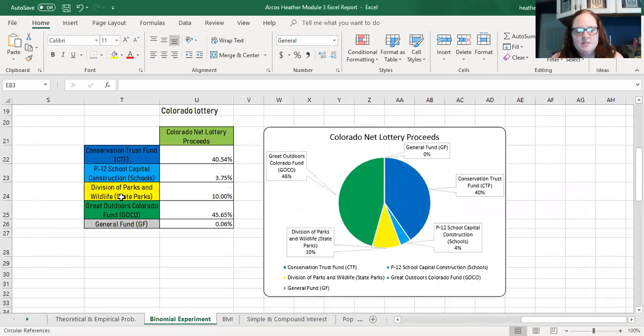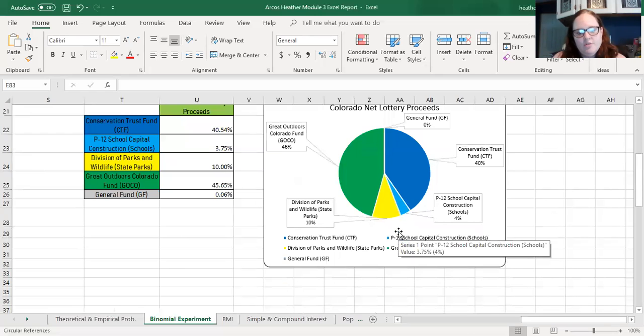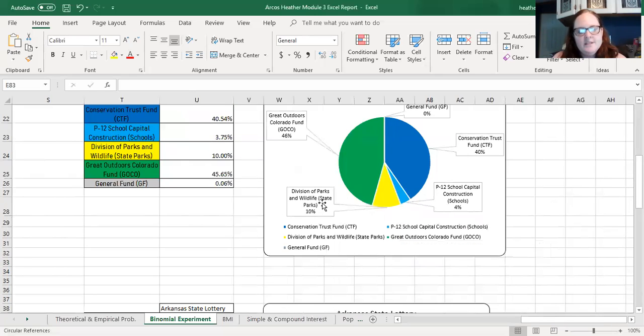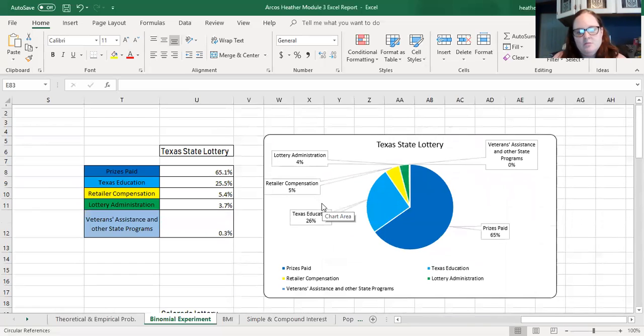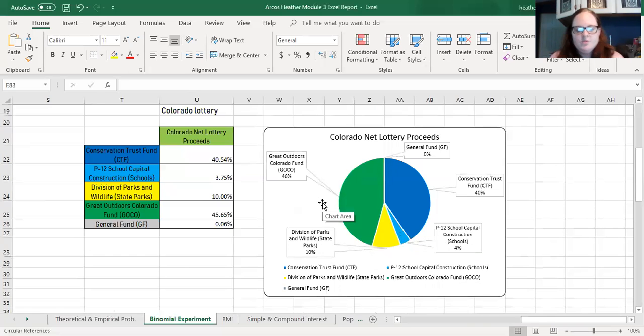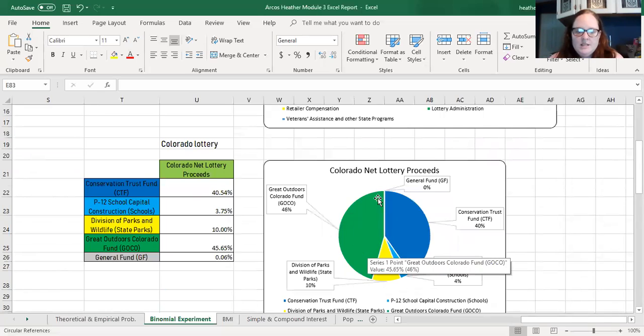Most of theirs seems to be towards outdoors, wildlife type stuff. They have the Conservation Trust Fund at 40%. Their education is only 3.75%. That's all they spend on education in Colorado. And this is the proceeds from the state lotteries, where their money goes. They do spend a lot on the Great Outdoors Colorado Fund at 45.65%.